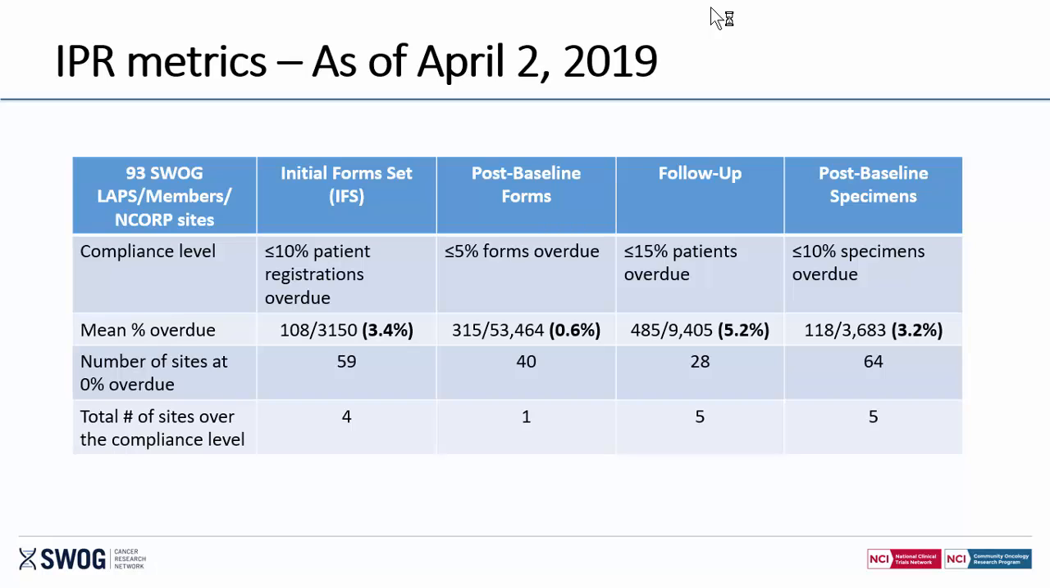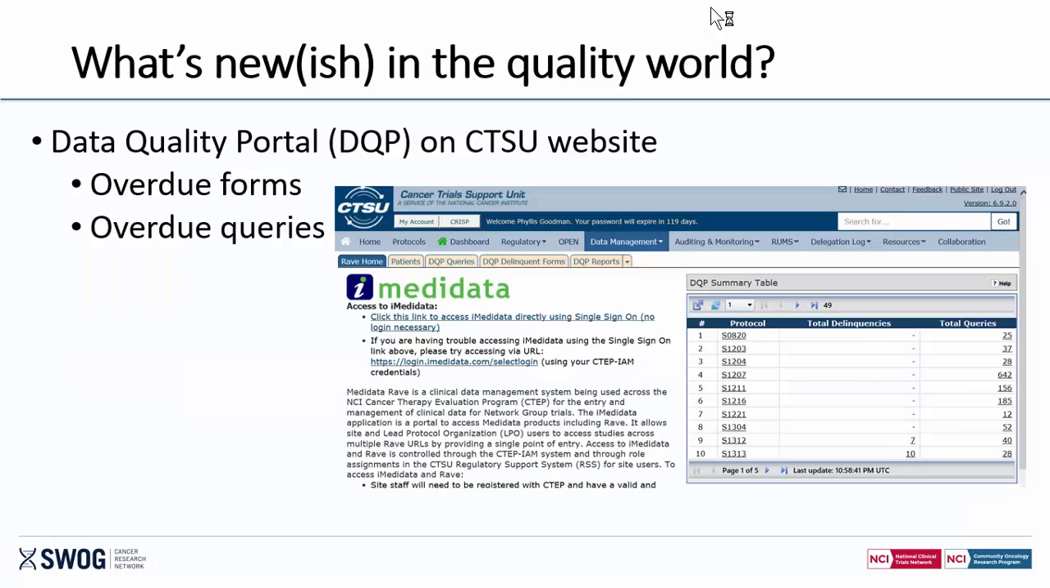And here on specimens, you can see 3.2% of our almost 3,700 samples that were expected in the last 13 months have not been either received or the expectation resolved. So overall, I think we're doing quite well, but we do have some challenges with some sites. But a lot of times those sites will say to me, but other people must be having problems too. And some do, but generally everyone's doing really well.